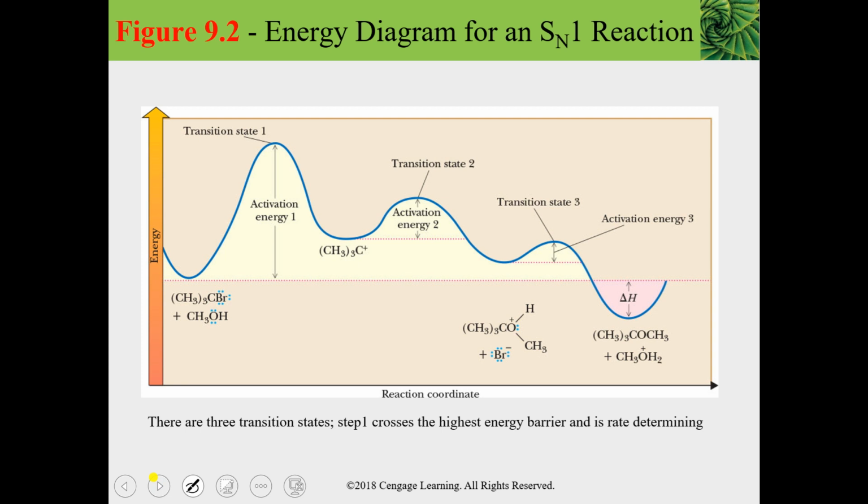Now, here we have several transition states. The first transition state is the formation of that carbocation. The second transition state is the energy of activation needed for that, in this case, methanol group to come in and attach as the nucleophile, come and attacks the carbocation. And the third transition state is the removal of that hydrogen from the methanol.